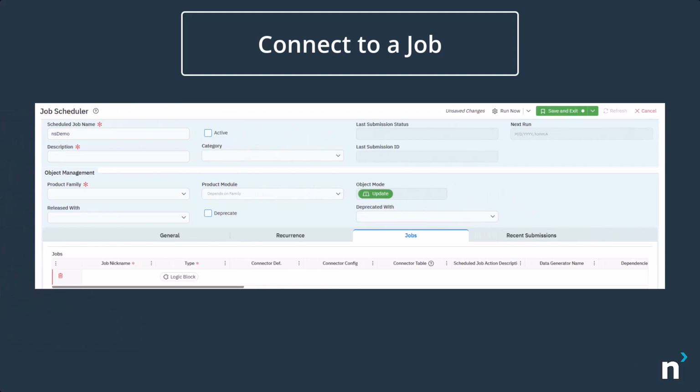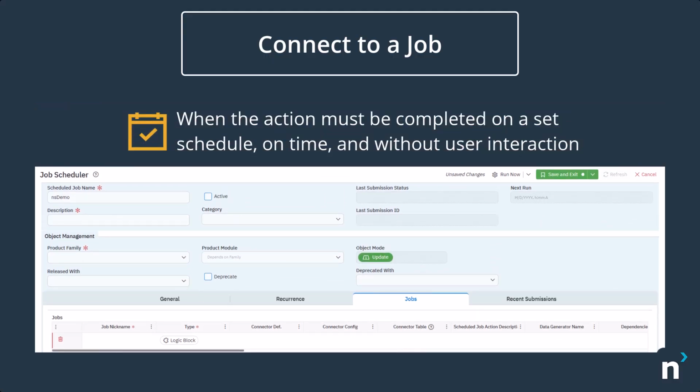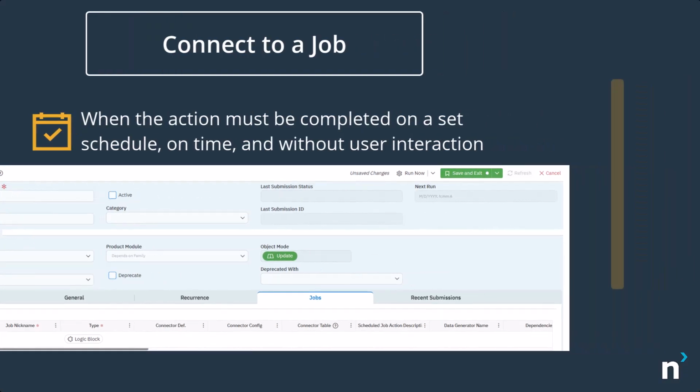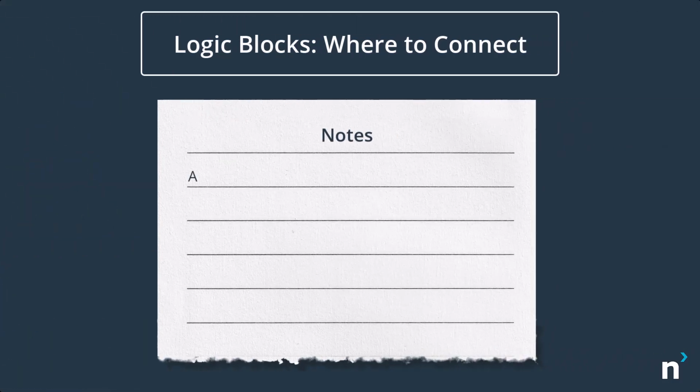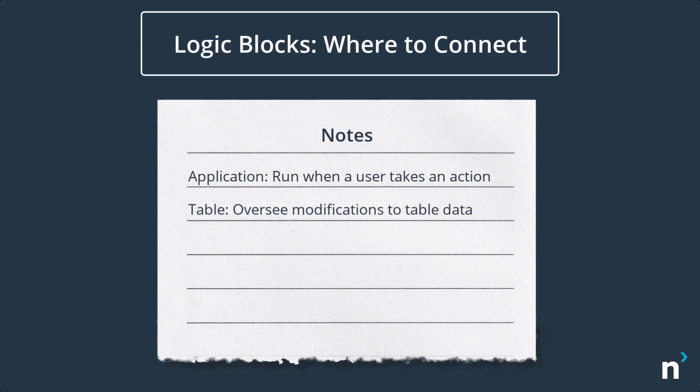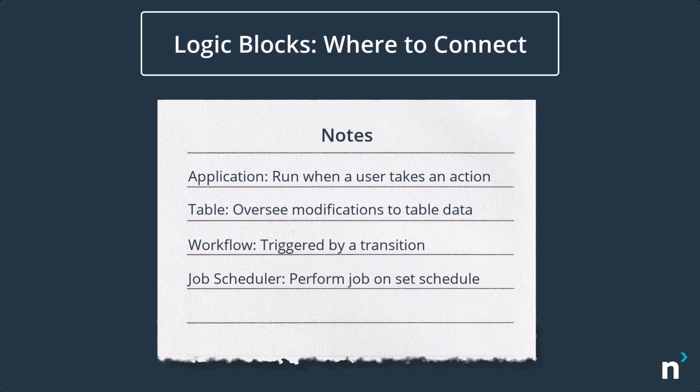Be sure to connect a logic block to a job when the action must be completed on a set schedule, on time, and without user interaction. Let's review. Application. Connect a logic block to run when a user takes a specific action. Table. Connect a logic block to oversee any modifications to table data. Workflow. Connect a logic block if the logic should run when a transition happens. Job scheduler. Connect a background logic block to perform a job that should be run on scheduled intervals.